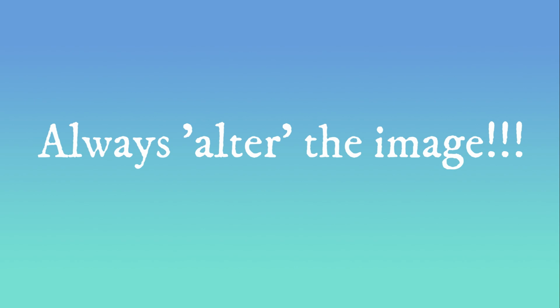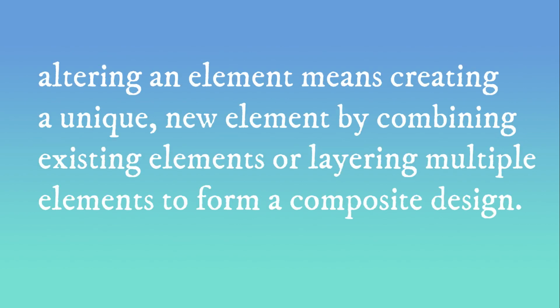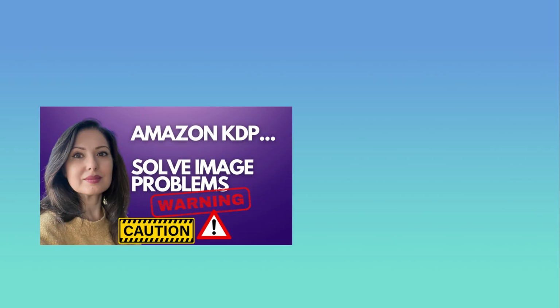This always causes a lot of confusion, and I talk about this all the time. Essentially, altering an element means creating a unique new element by combining existing elements or layering multiple elements to form a composite design. So imagine you're creating a page for your book or your cover. If someone can screenshot and crop a single element from your design, it's not considered altered enough and remains a standalone element. I've often talked about this, and I'll leave you with a link to one of my videos explaining more. You'll see a card popping up in the right top corner of your screen.